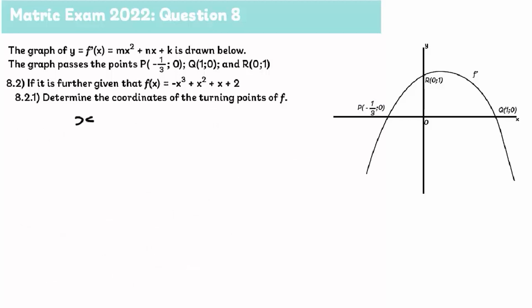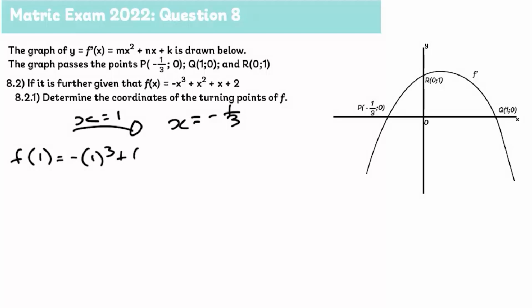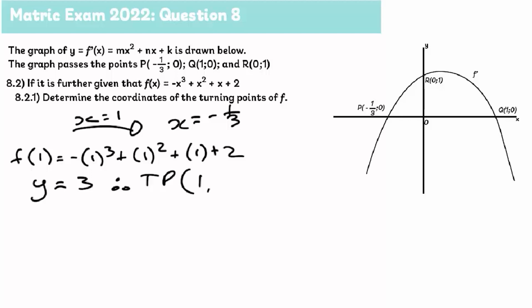Now that we've got the values of x, we must substitute them back into the original function. So we know x is equal to 1, or x is equal to minus 1/3. The original function is f. We put 1 wherever x is: minus 1 to the power 3 plus 1 to the power 2 plus 1 plus 2. If you punch that into your calculator, in this case y will equal 3. Therefore, the first turning point is when x is 1, y is 3.